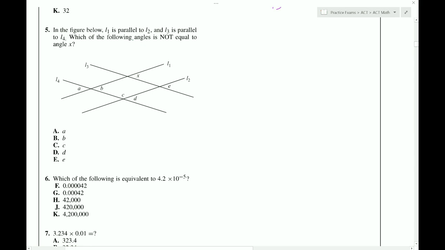In the figure below, L1 is parallel to L2, and L3 is parallel to L4. So the ones that look parallel are parallel. Which of the following angles is not equal to angle x?